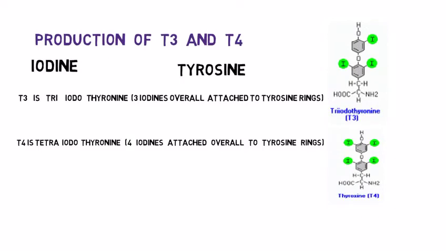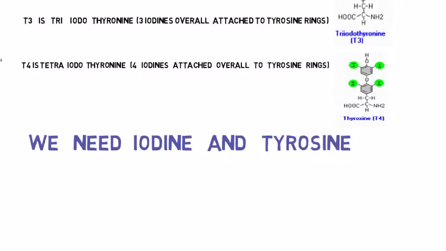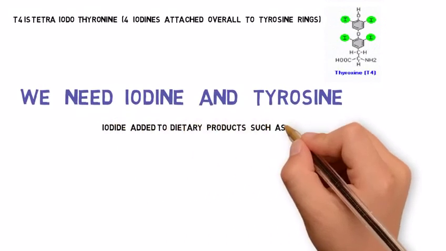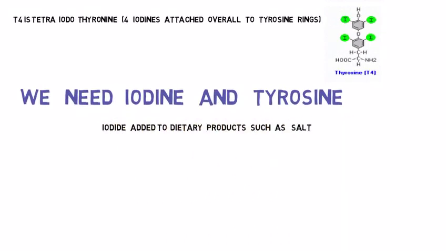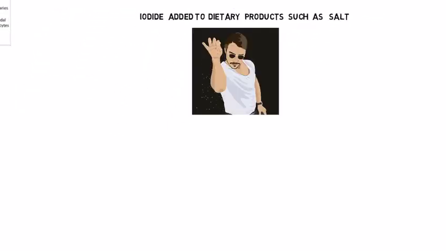So we've established that we need iodine and tyrosine to be able to make these hormones. The way we get the iodine is from consuming iodide in our diet. And in fact, many of the dietary products that we take, such as table salt, have artificial iodide added to them as an effort to prevent iodine deficiency, which can lead to hypothyroidism. I will discuss this in more detail in the next session.